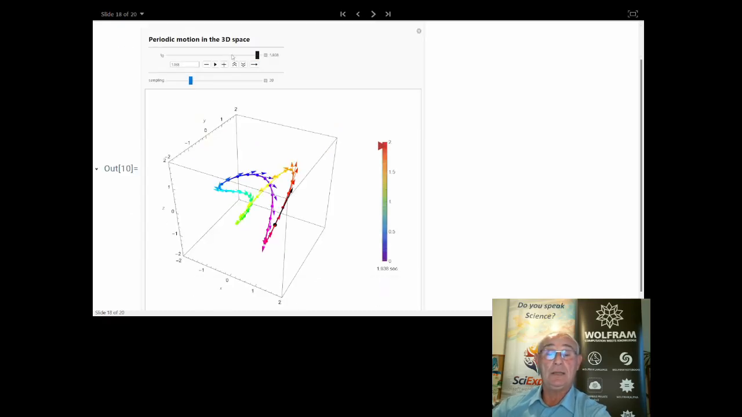And finally, we can animate the motion of the moving point in the three-dimensional space. Look at that, how it works. The point is moving, the tangent vector is moving, and the tail of the motion is well visible, and the time is also shown in the vertical gauge.